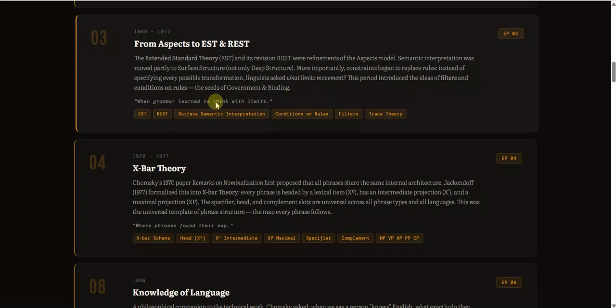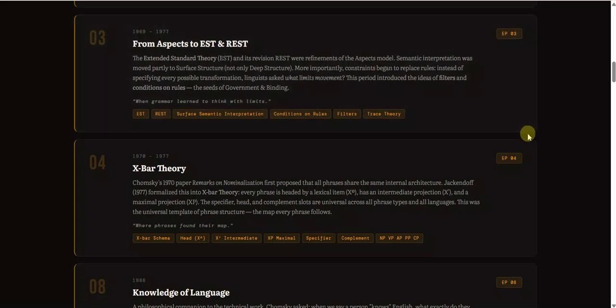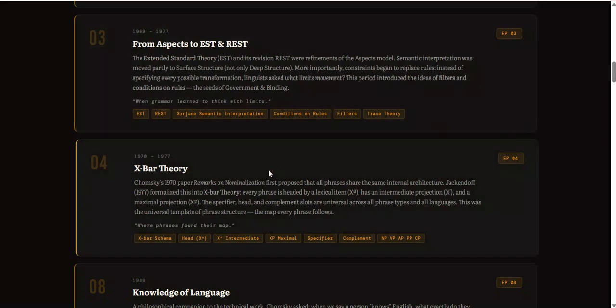Now, this is just a quote: when grammar learns to think with limits. In this work were introduced EST, REST, then surface semantic interpretation, conditions on rules, then filters, then trace theory, then X-bar theory, spanning from 1970 to 1977.